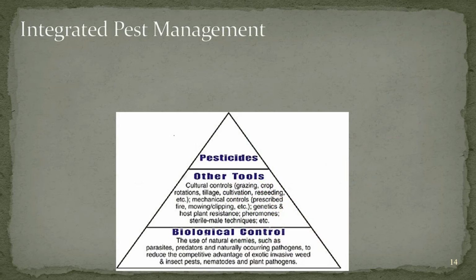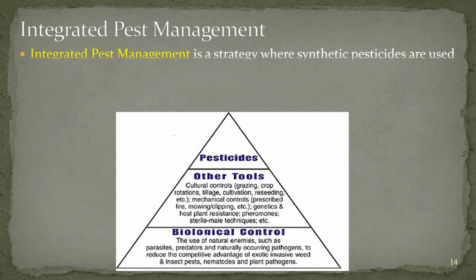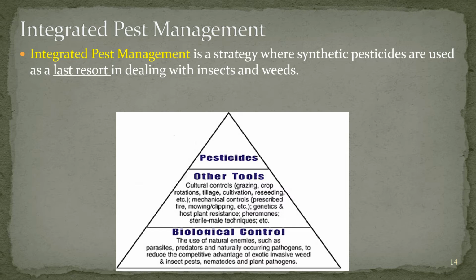So again, integrated pest management ends up being quite useful. It's a strategy where synthetic pesticides are used as a last resort in dealing with insects and weeds. So first, before we ever get to pesticides, we try biological control, the use of natural enemies such as parasites, predators, naturally occurring pathogens to reduce that competitive advantage of exotic invasive weed and insect pests, nematodes, and other plant pathogens.